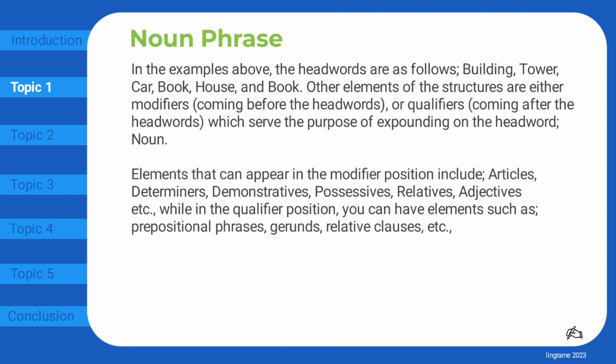Other elements of the structures are either modifiers, coming before the head words, or qualifiers, coming after the head words, which serve the purpose of expounding on the head word, the noun. Elements that can appear in the modifier position include articles, determiners, demonstratives, possessives, relatives, adjectives, etc., while in the qualifier position, you can have elements such as prepositional phrases, gerunds, relative clauses, etc.